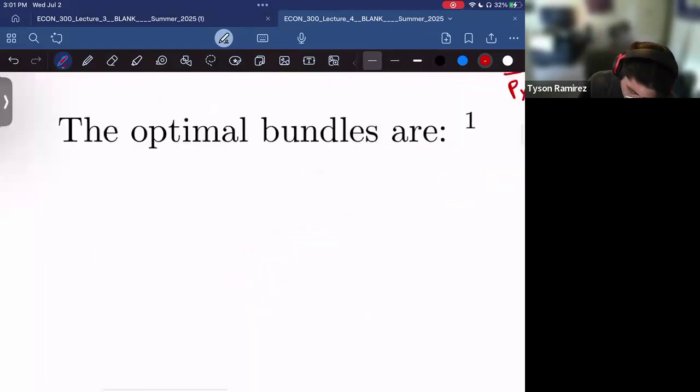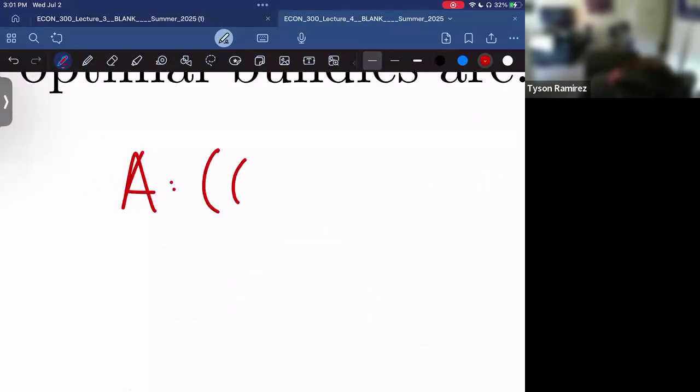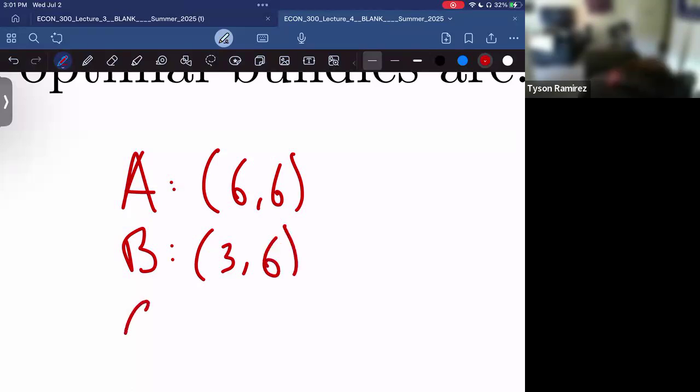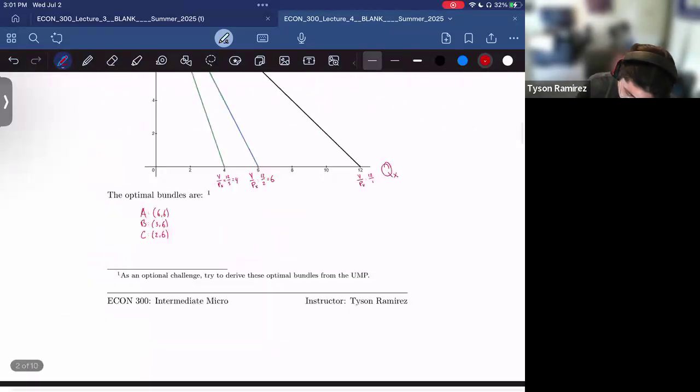So let me just make a note here that the optimal bundles are A, (6, 6), B, (3, 6), and C, (2, 6). All right, very good.